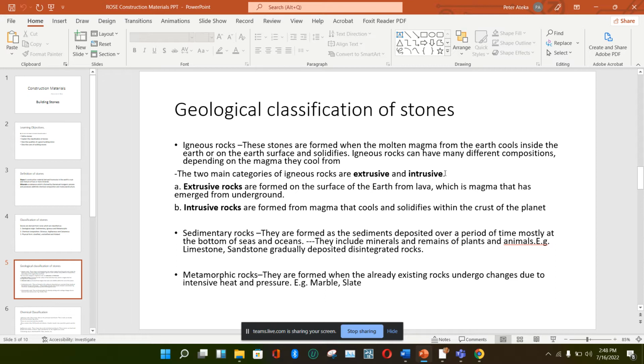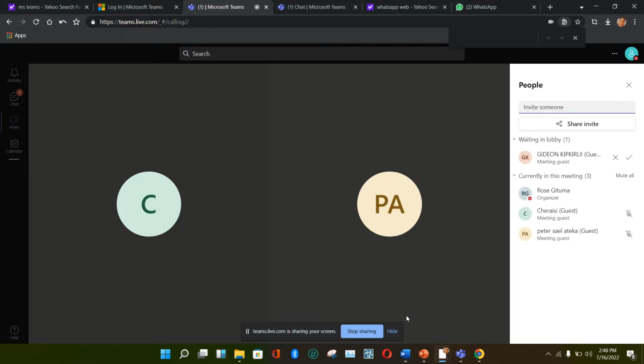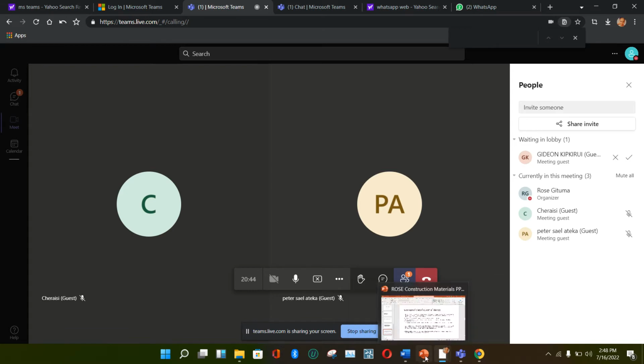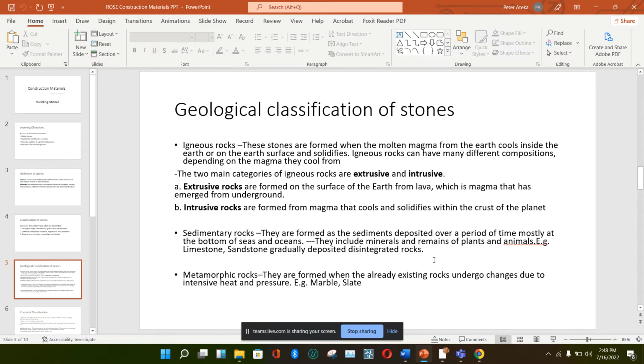Under the igneous rocks, these stones are formed when molten magma solidifies, when molten magma from the earth cools inside or beneath the surface of the earth. When the magma solidifies on the surface of the earth, it leads to the formation of extrusive rocks. And when the magma solidifies beneath or inside the earth's surface, it leads to the formation of intrusive rocks.